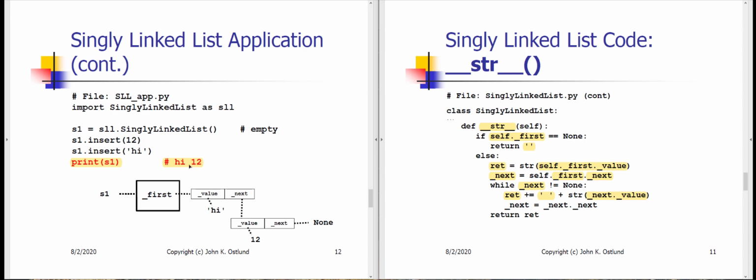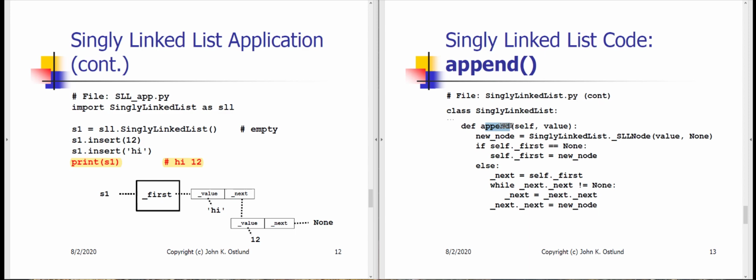Okay, so we're making progress. We can now create an empty singly linked list. We can insert a value at the beginning of our singly linked list, and we can convert our singly linked list into a string representation, which we can then print or display on the user's screen. All right, so we're making progress. Let's take a look at another function now.